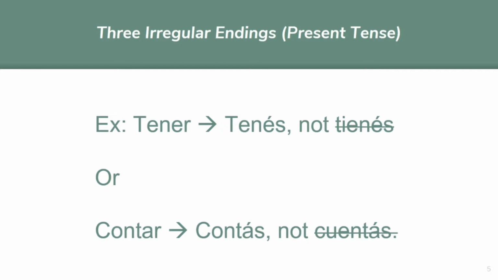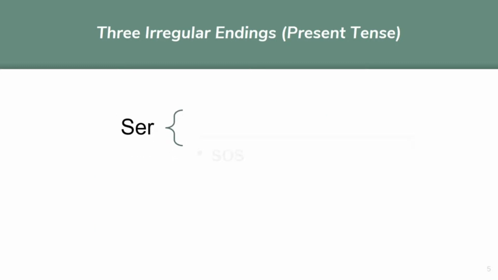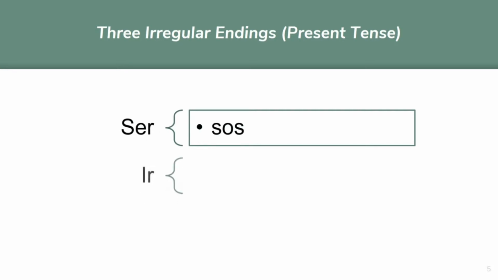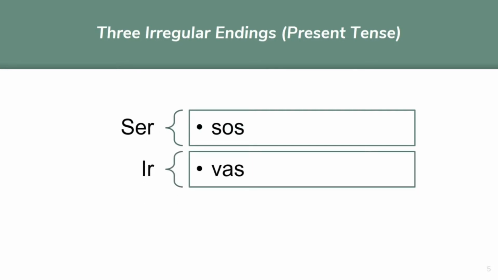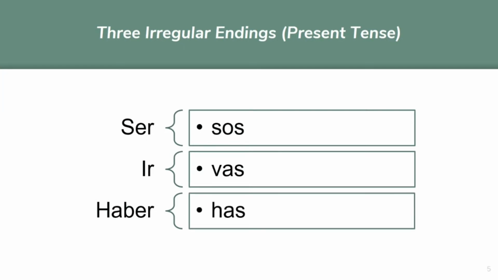So what are these 3 irregular endings, you're asking? I'm so glad you asked. There's ser, which becomes sos. It's ir, which becomes das. And there's haber, which becomes as. That's H-A-S. Remember, in Spanish, you don't really say the H. Maybe if you have a special dialect you would, but the majority of the time, the H is silent. So, sos, das, as. I love it.